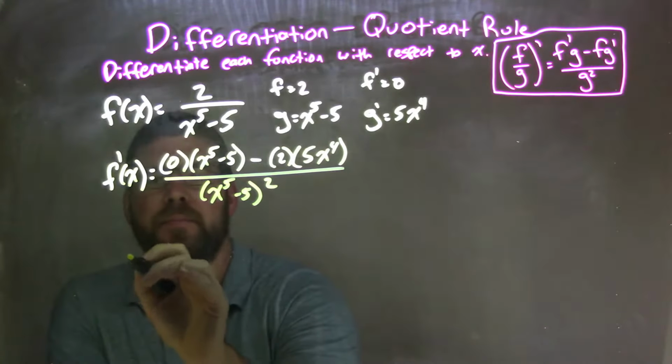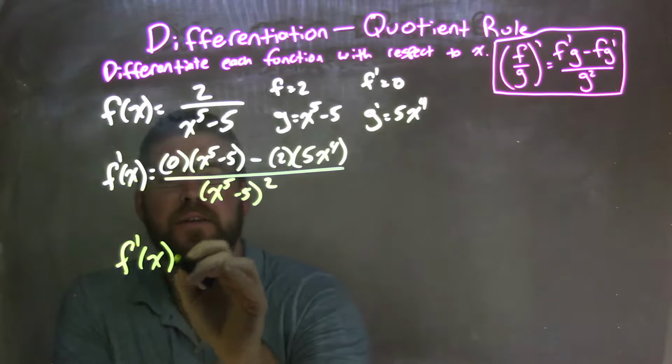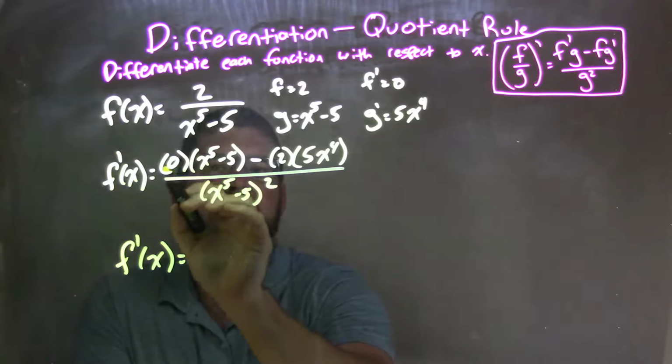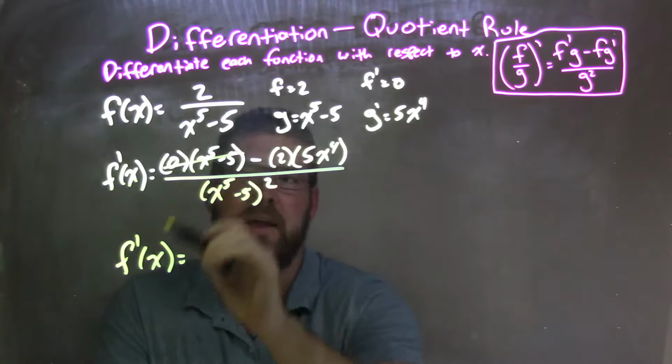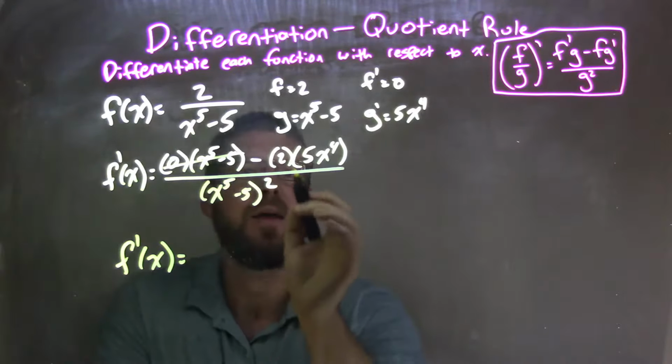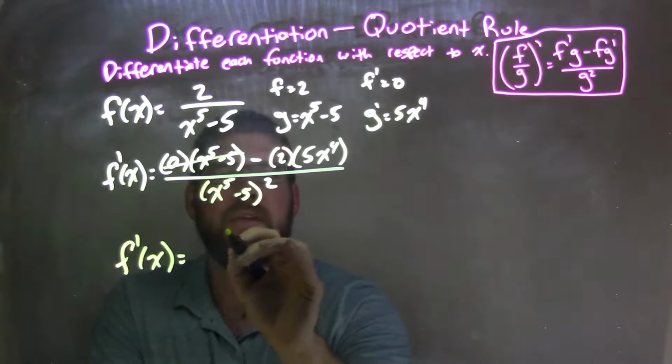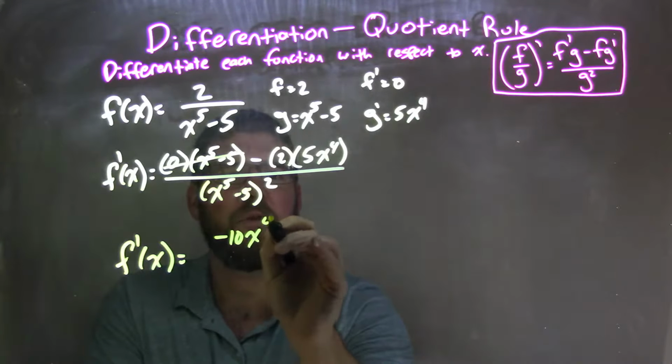We have f prime of x here. Well, 0 times everything here just cancels out, right? Or times x to the fifth minus 5, because it's times 0. And then 2 times 5 is 10. It's a negative, so we have a negative 10x to the fourth up top.